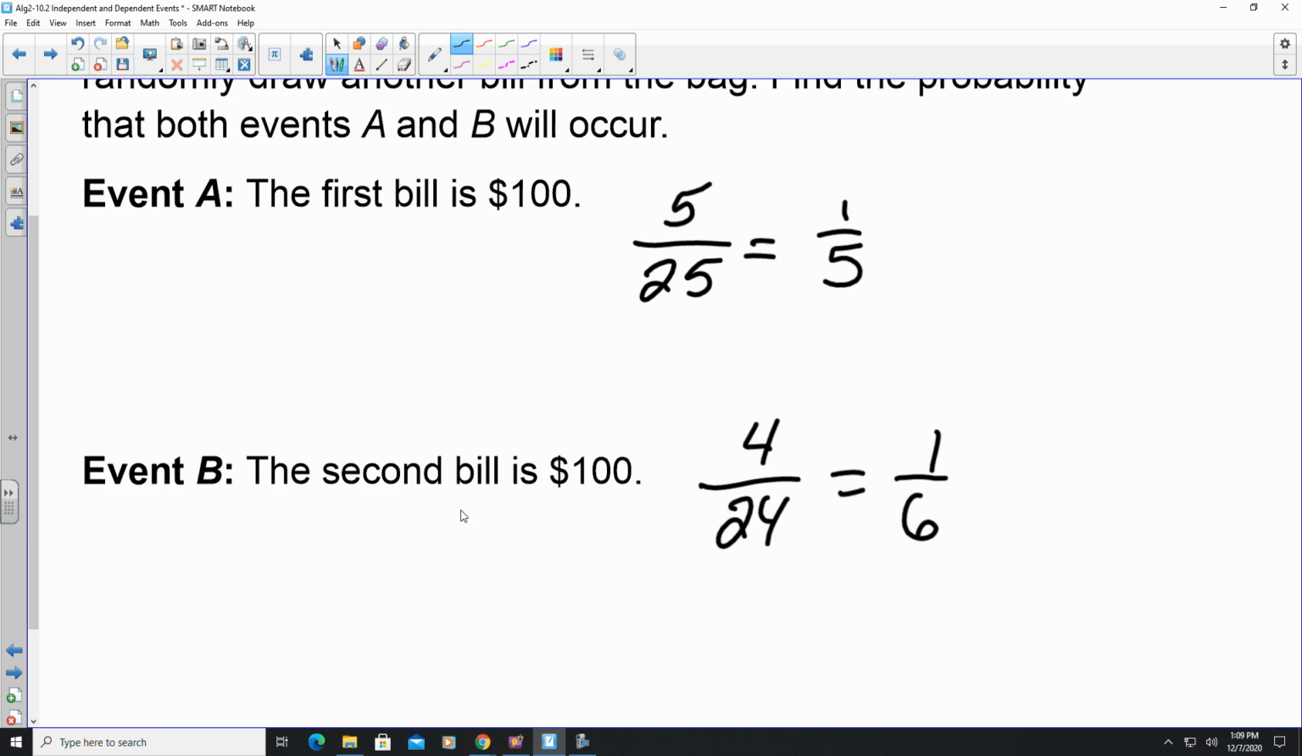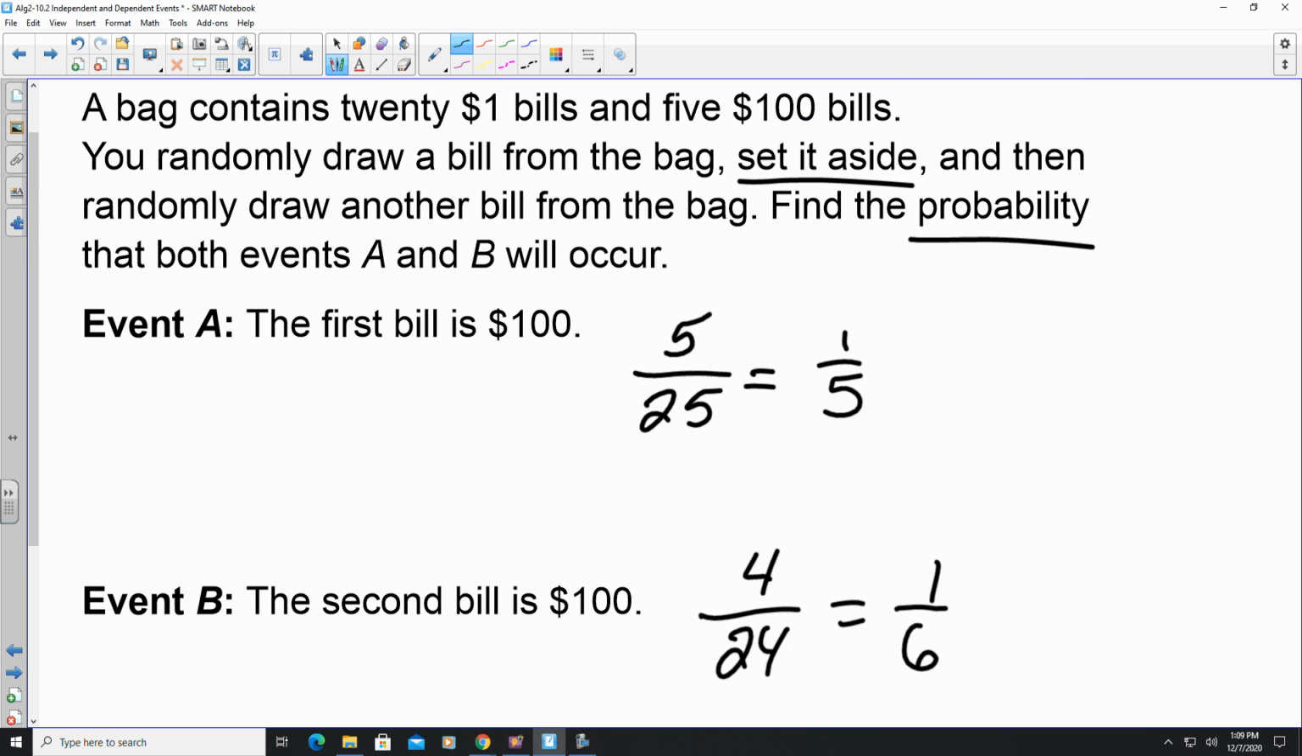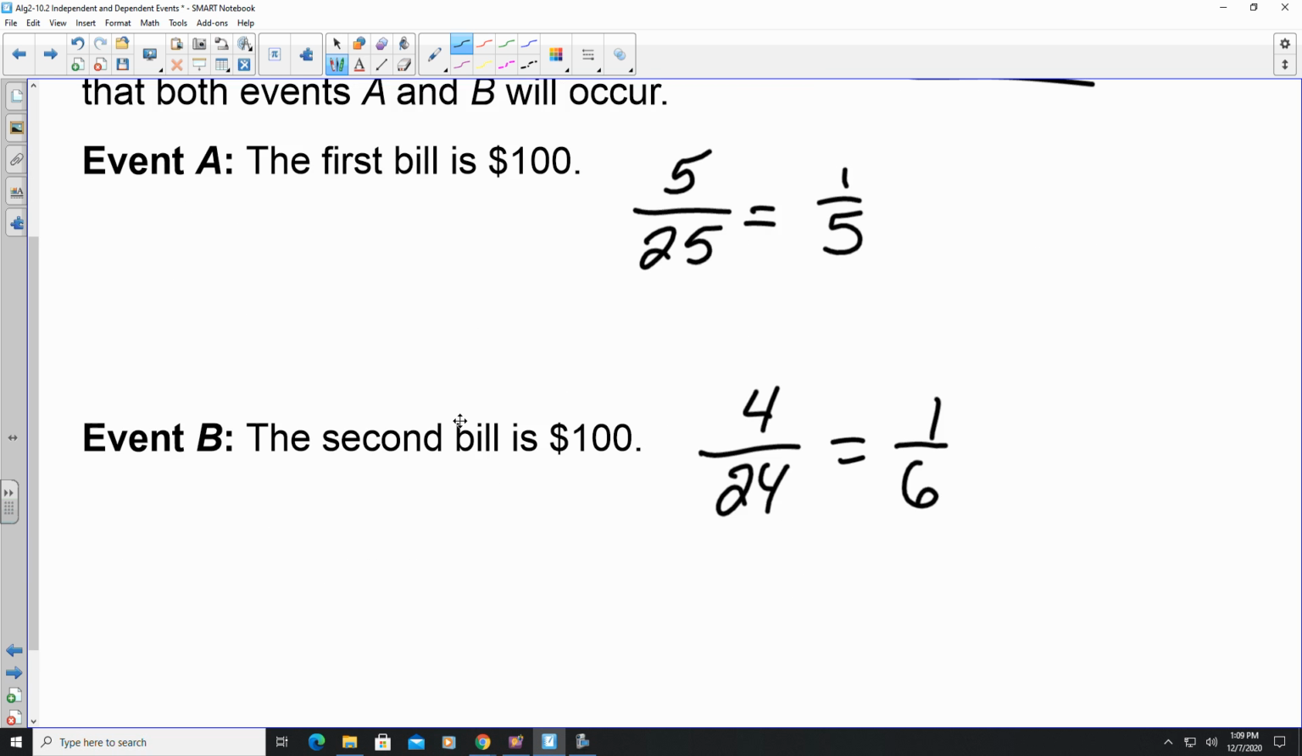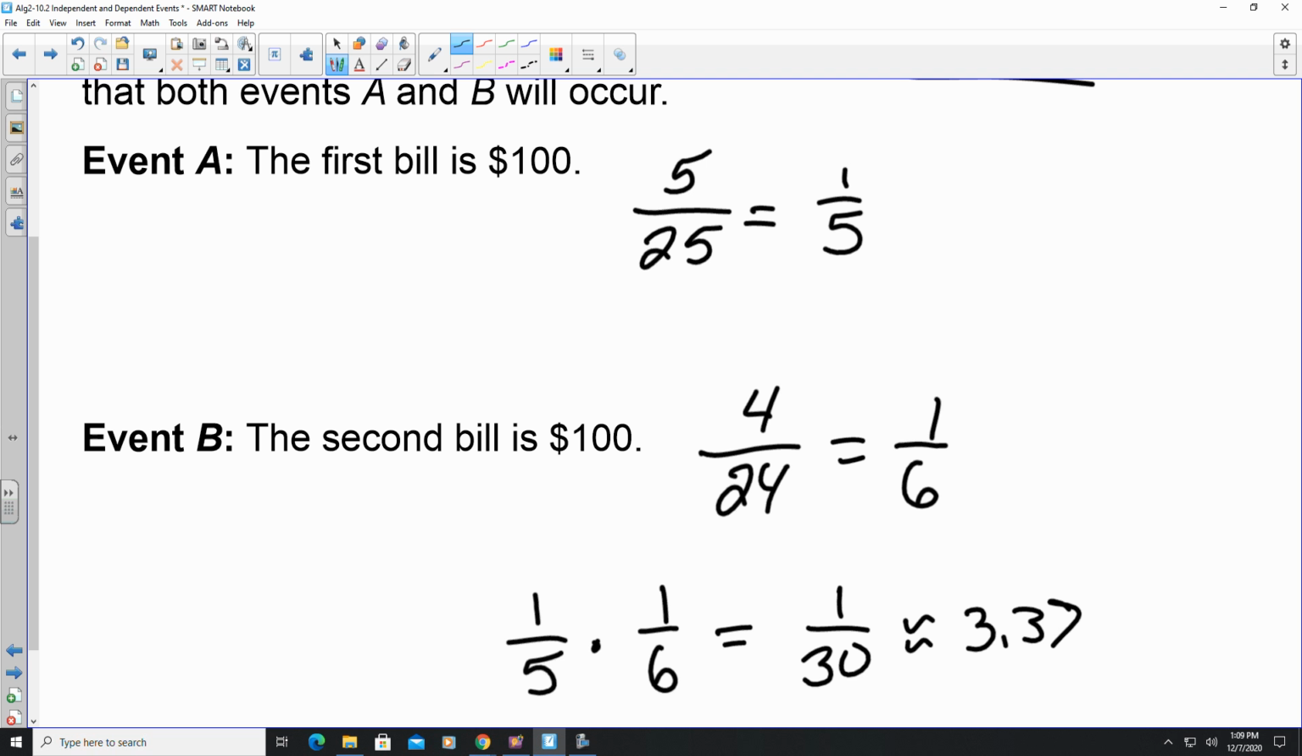So the probability that both events will occur is going to be 1/5, which is the probability of A, times 1/6, which is the probability of B knowing that the first one did work. So 1/5 times 1/6 is 1/30th, or about 3.3%.